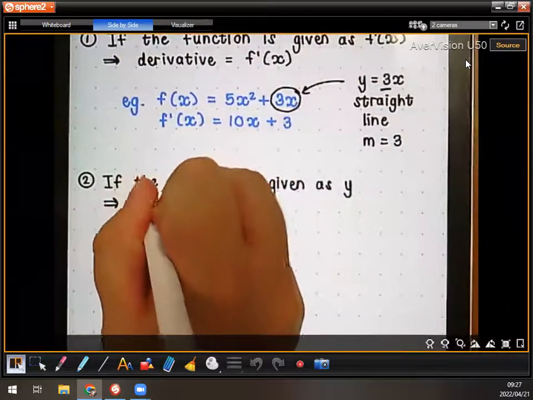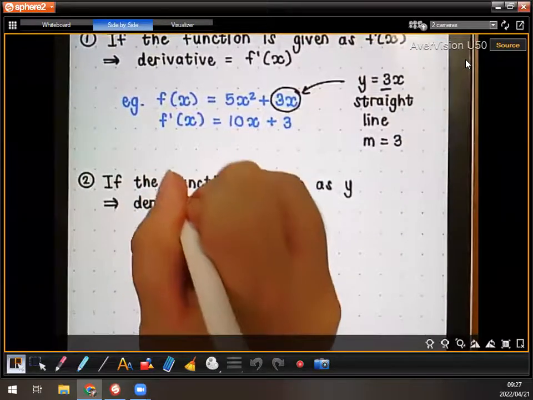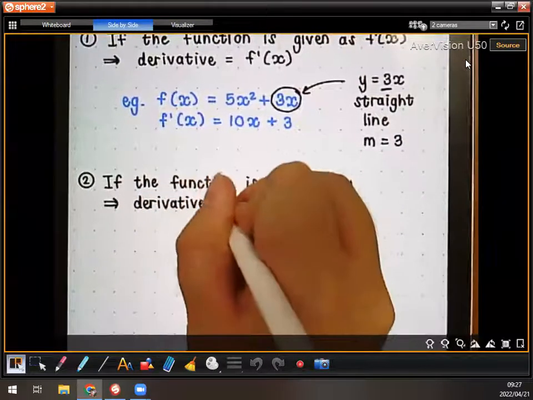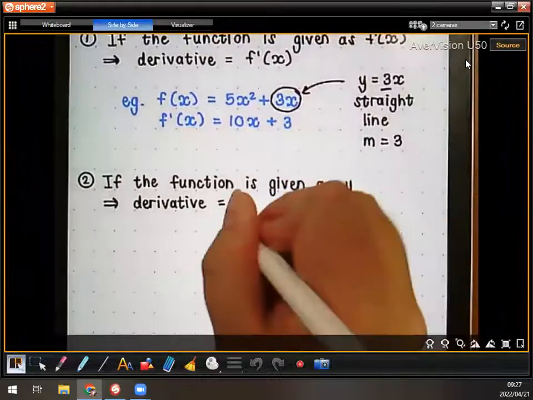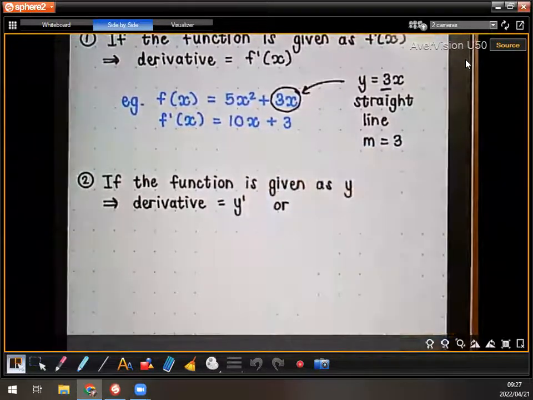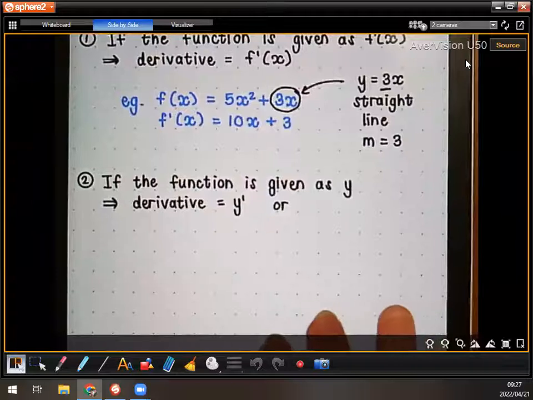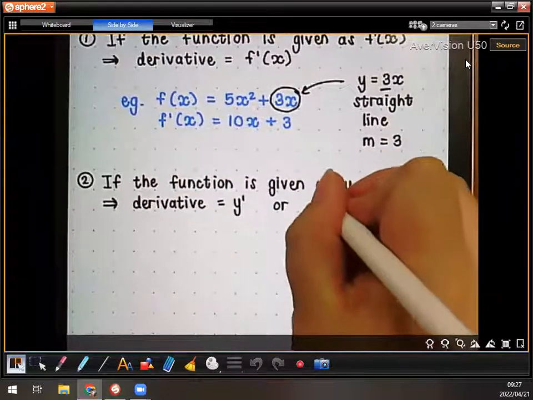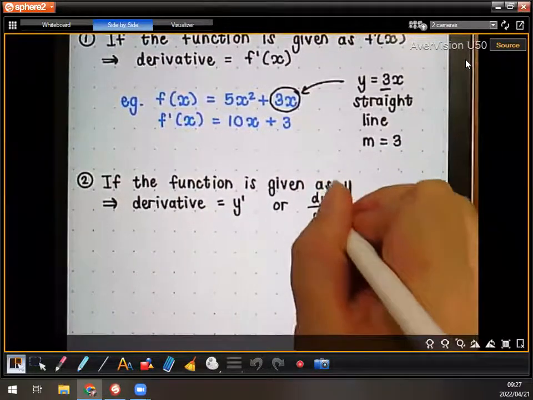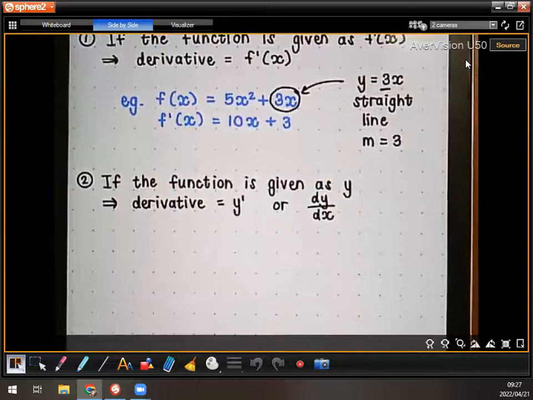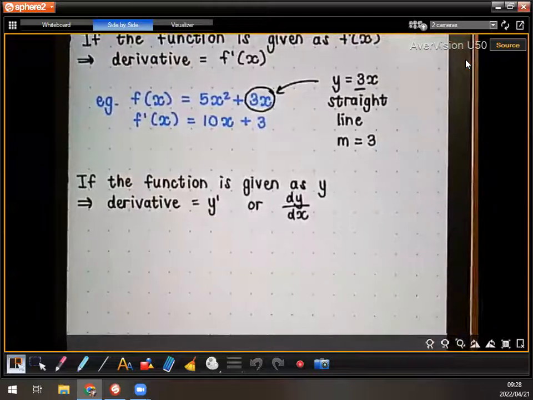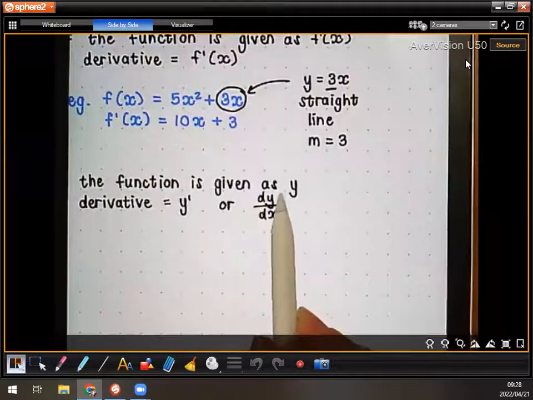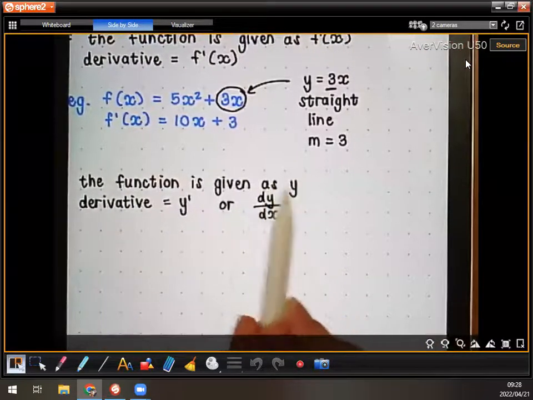Then they can do two things, the derivative. So you can use two notations. You can use y dash if you want. Or, and this is more common, the second notation that I'm going to write down, dy over dx. Now what dy over dx means is the derivative of y, all right? So the name of the function is y.